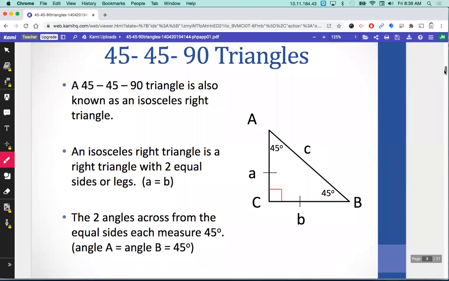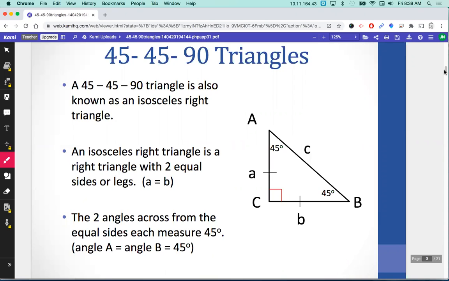All right. A 45, 45, 90 triangle is also known as an isosceles right triangle. And we talked about how all isosceles right triangles are going to have these angle measures. Okay, and that's because if you have two congruent sides, you know that the angles across from those sides are also going to be congruent. And if it's a right triangle, then you know they're both going to be 45 degrees.